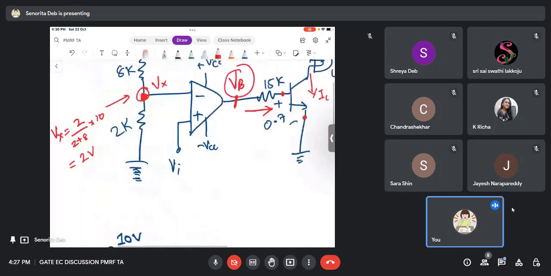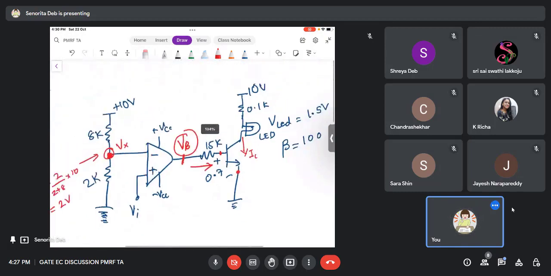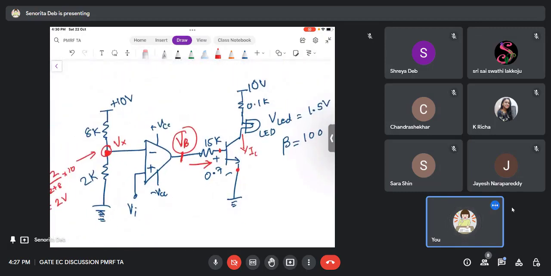Why? Because this is a comparator circuit. The op-amp is behaving as a comparator now. So whenever Vi is greater than Vx, since Vi is at the positive terminal, Vb will be equal to what? Plus Vcc, right? It will be directly equal to plus Vcc. Either it is plus Vcc or it is minus Vcc, right?